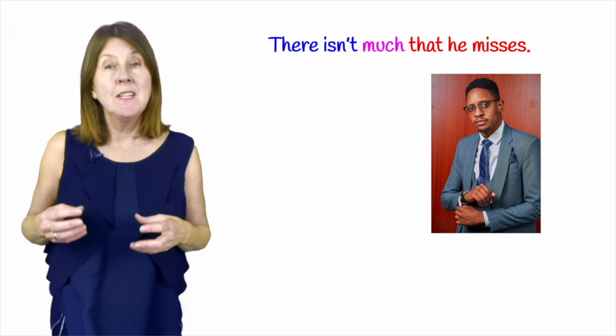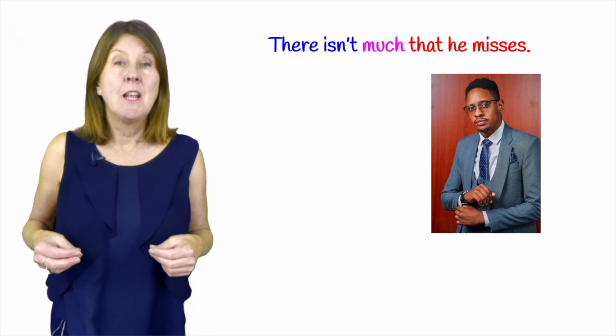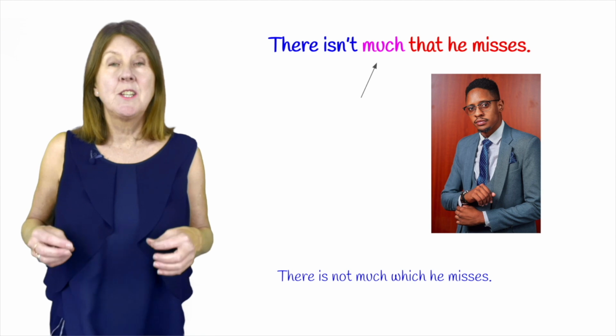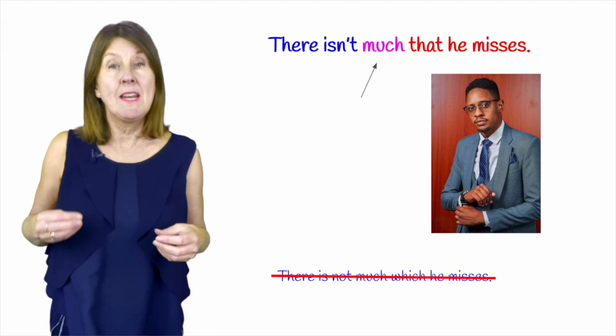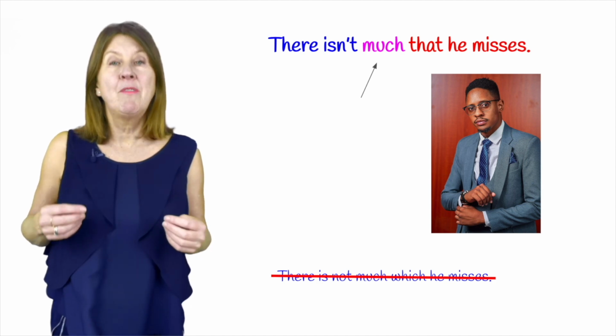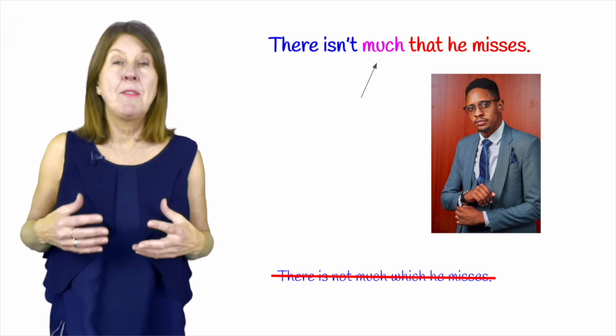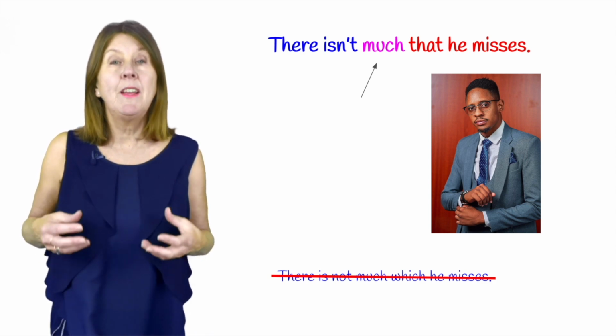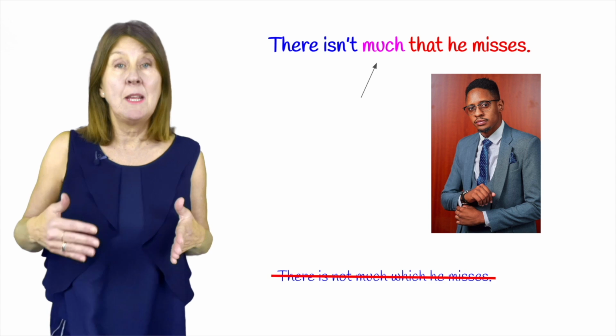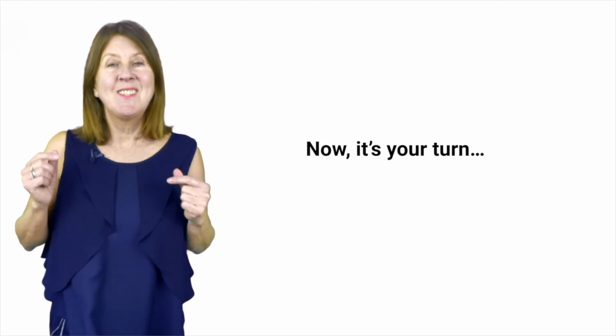Or, there isn't much that he misses, not much which. So much here is the quantifier, followed by the relative clause beginning with that. It provides additional information about the noun much in the main clause and describes the specific action or state that he misses.